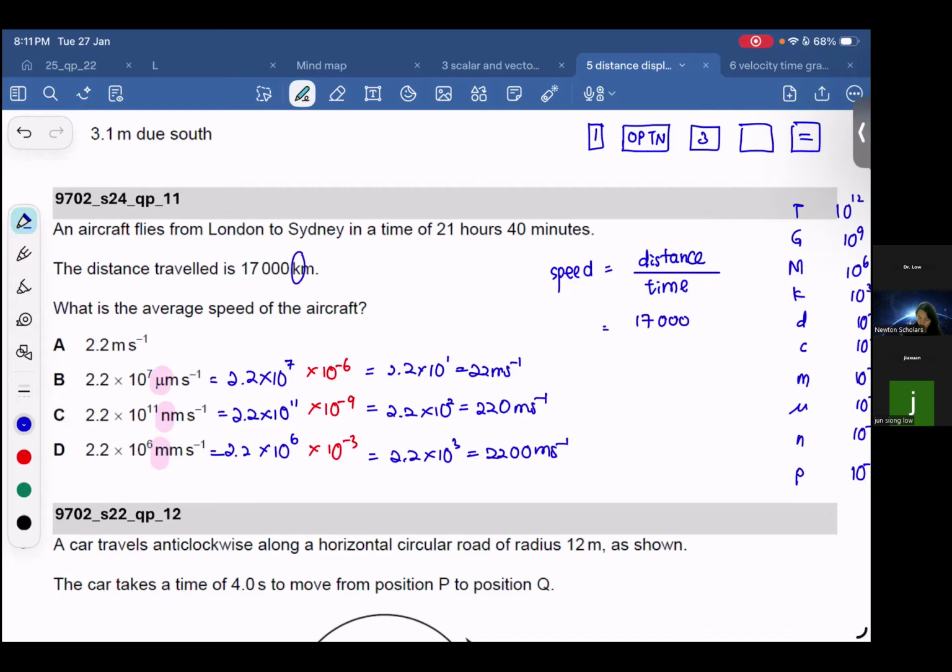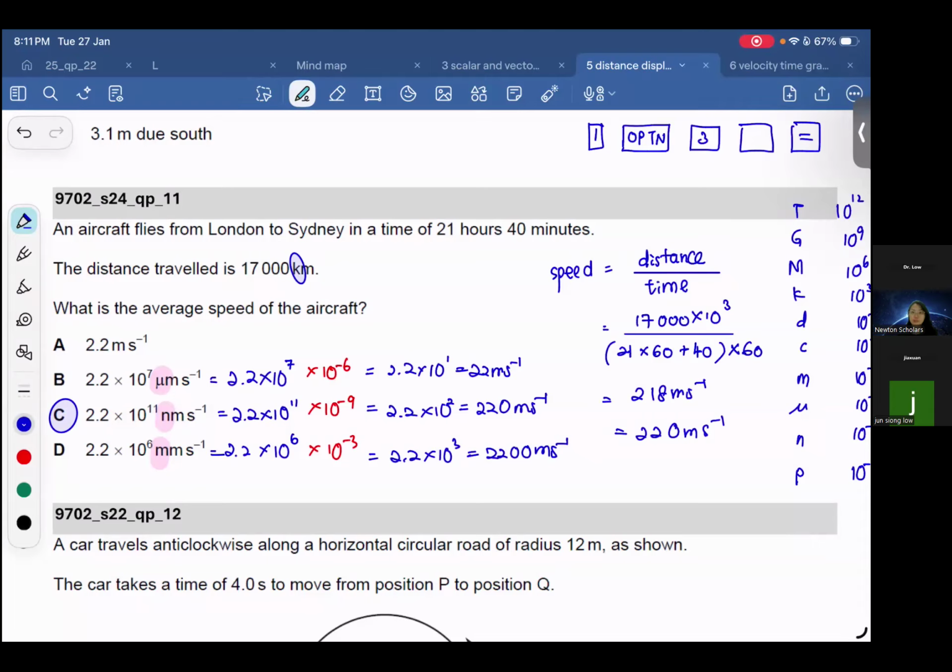17,000 kilo. Kilo is times 10 to the power of 3. Then the time here: 21 hours times 1 hour is 60 minutes. Then at the end we have another 40 minutes, so this one is the minutes times 60 seconds. If you press your calculator and everything is correct, it should be 218 meters per second, or to two significant figures, 220 m s^-1. So your answer should be C.